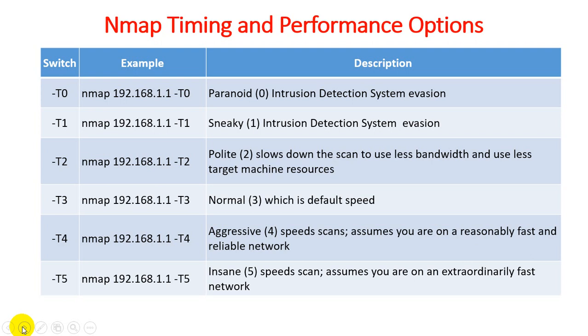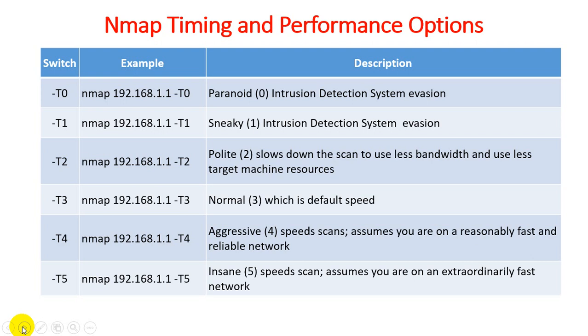Nmap, then your host IP address, then start with dash T0. Paranoid 0 is for intrusion detection system evasion. If you mention T0, it is for evading intrusion detection, and is called paranoid. If you mention T1, it is sneaky intrusion detection evasion. Then if you want T2, that is polite, which slows down the scan to use less bandwidth and fewer target machine resources. Guys, you just remember those things.